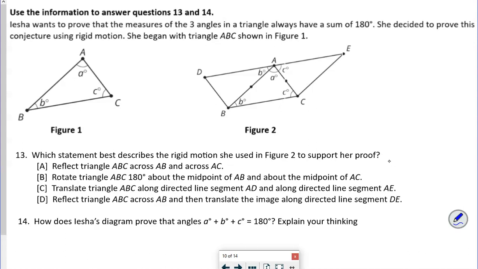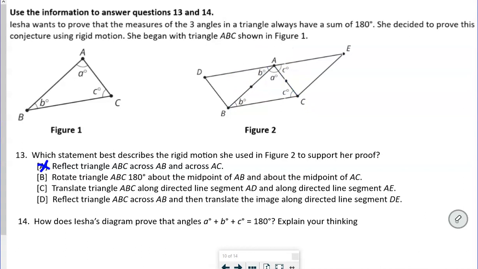It says reflect triangle ABC across AB, so there's AB, and across AC. So I don't see, yeah, this is definitely, that's not a reflection of this, y'all. Okay. And this is definitely not a reflection either. So that's definitely not true. Okay, so I'm going to erase that so we can keep working through it.